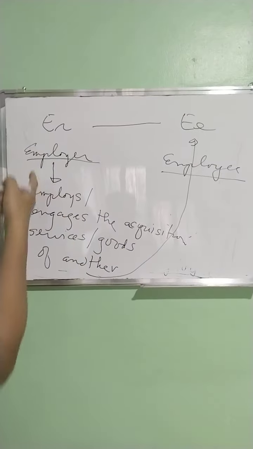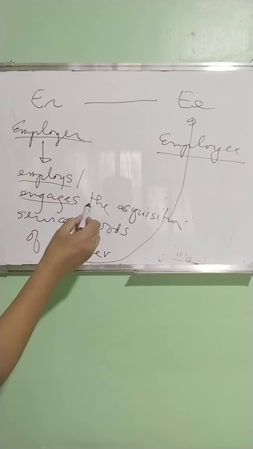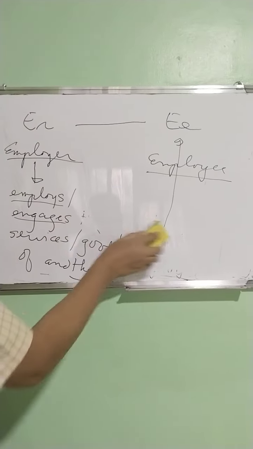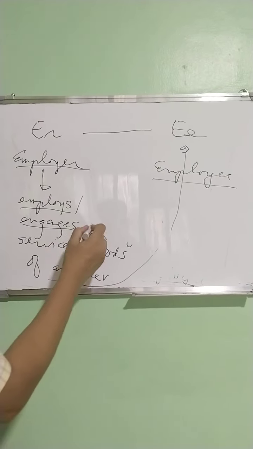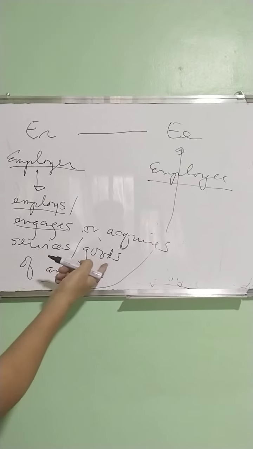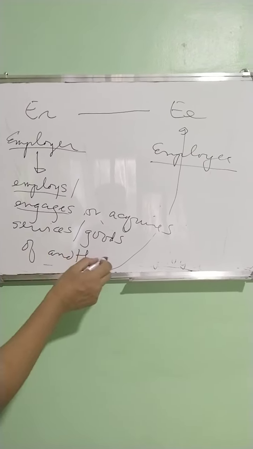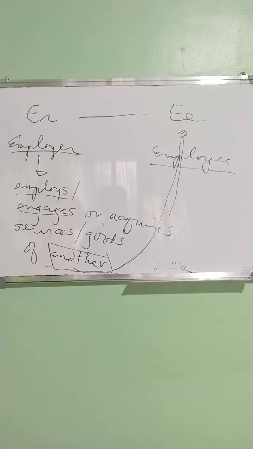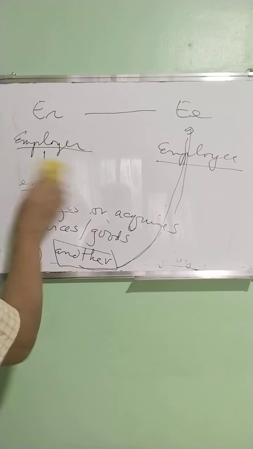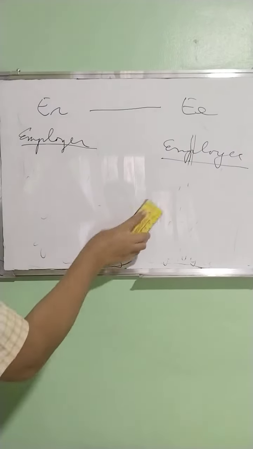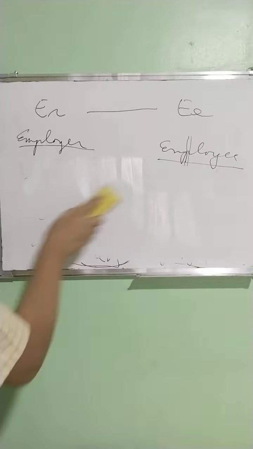Okay, so I repeat, when we talk of the employer, we are talking of a person who employs, engages or acquires the rendition of services or the purchase of goods of another. And this another, of course, would now be the employee. Okay? Clear? So the two actors in employment law would be the employer and employee.